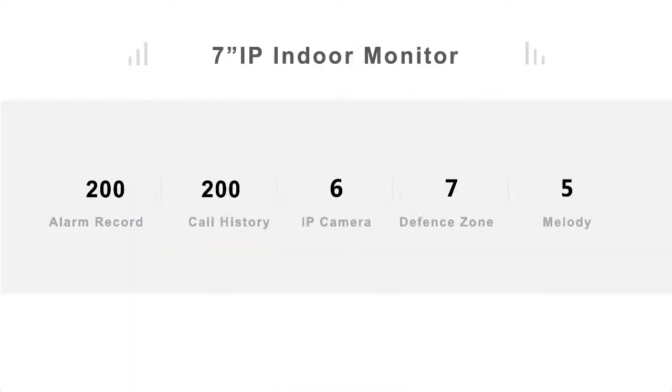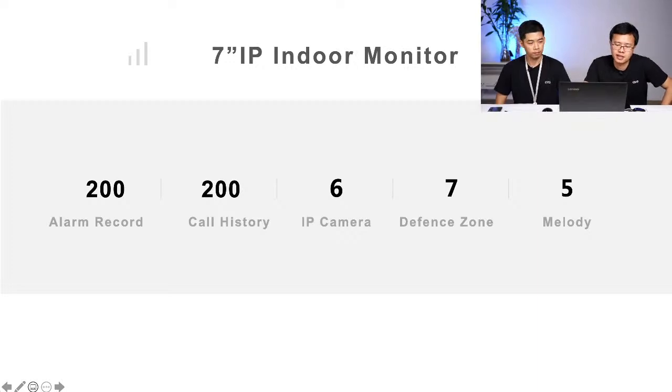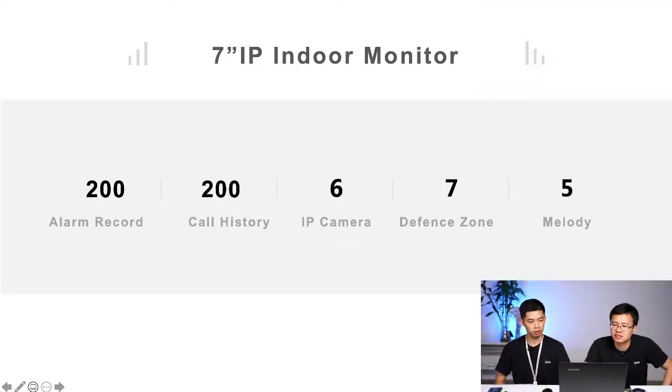So this is about the 7-inch indoor monitor. It can record around 200 alarm records, and the call history is also 200. It can connect to community cameras, 6 cameras maximum, and has 7 defense zones for your house, and 5 melodies for different calls. So you can easily identify the call from a different unit.